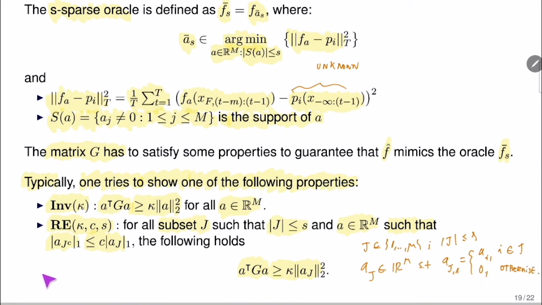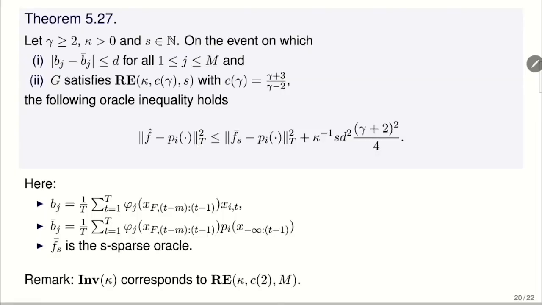And here, if you never saw this RE condition before, the vague idea is that the RE property is asking that the Inf kappa property must hold not for all vectors a, but for a well-chosen subset of vectors, the vectors satisfying this property here. To conclude this lecture, let us discuss some theoretical results.